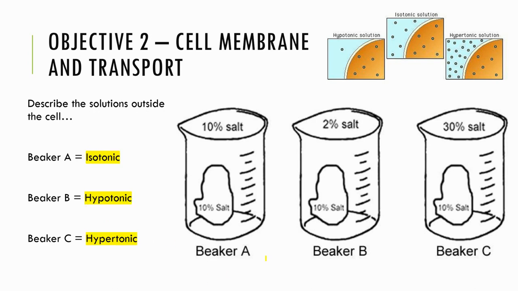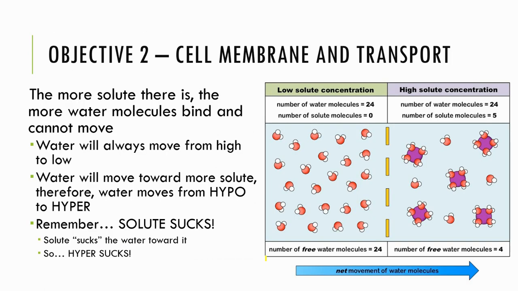All right, so now let's talk about what's really going to happen here, okay? Because water can freely move across the membrane by osmosis, it's going to be really important that the water concentrations are the same. Because the more solute there is, the more water molecules are going to bind to those solutes, and they're not going to be able to move as well, okay? And so because of that, water is always going to move from where the water is higher to where the water is lower. And so water is always moving toward the area where there is more solute.